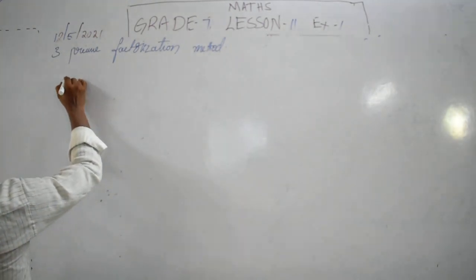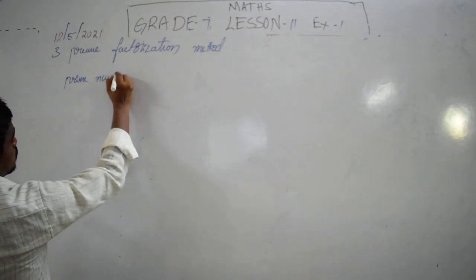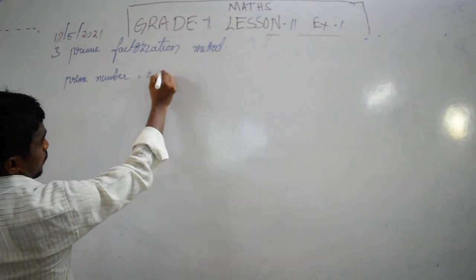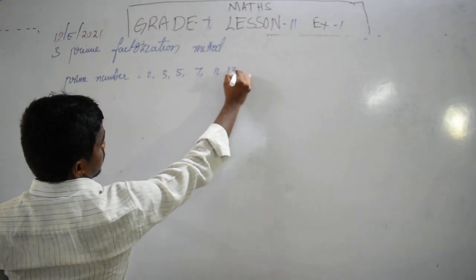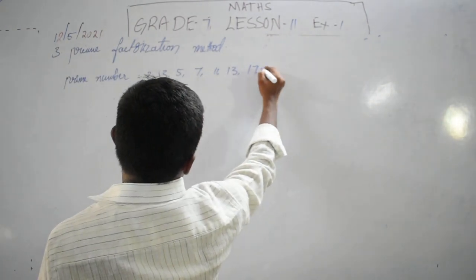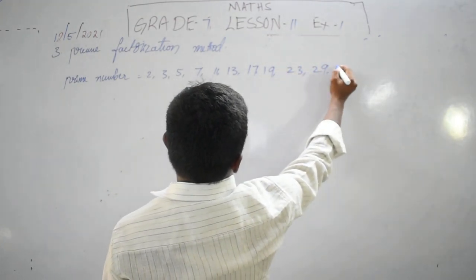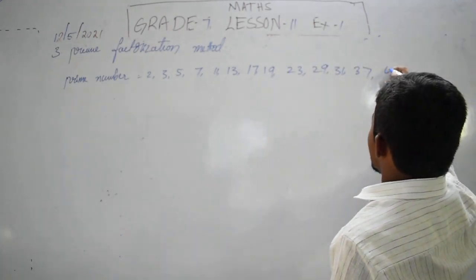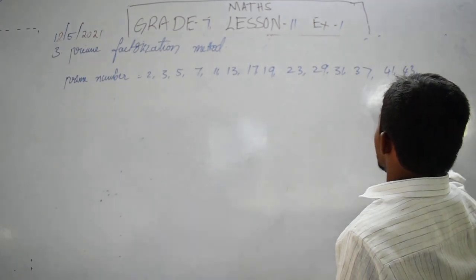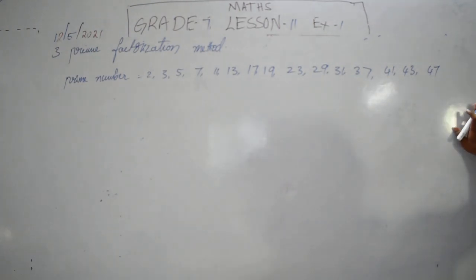Example, see, prime numbers: 2, 3, 5, 7, 11, 13, 17, 19, 23, 29, 31, 37, 41, 43, 47. So these are the prime numbers between 1 and 50.